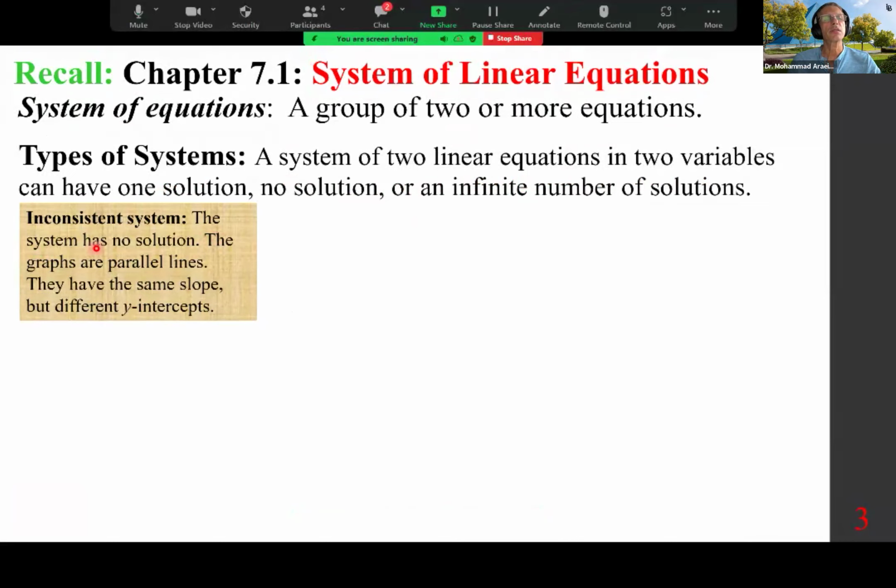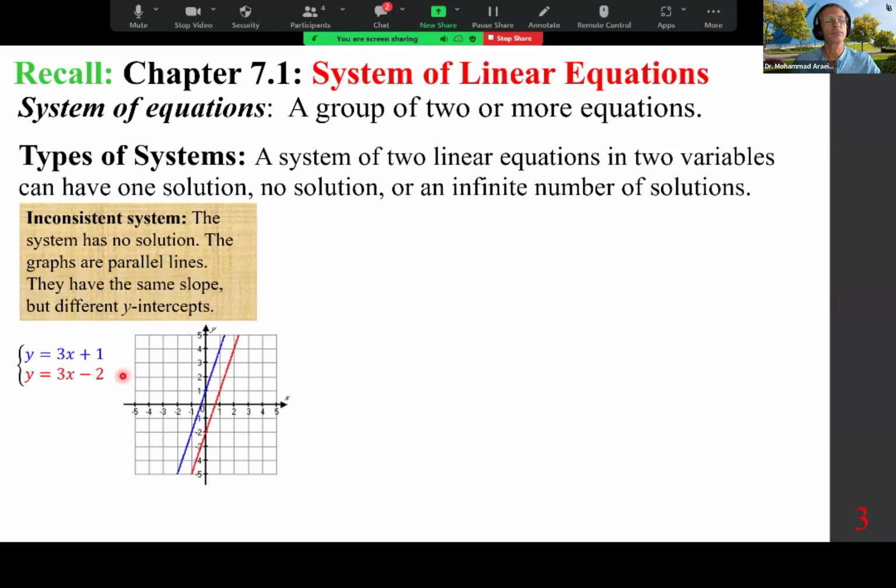Inconsistent system. The system has no solution. The graphs are parallel lines. They have the same slope, but different y-intercepts. And here's an example as far as the graph is concerned and as far as the equations are concerned. So M1 equals M2, in this case equals 3. B1 is not equal to B2. That means their y-intercepts are different. In this case is 1, in this case is -2.